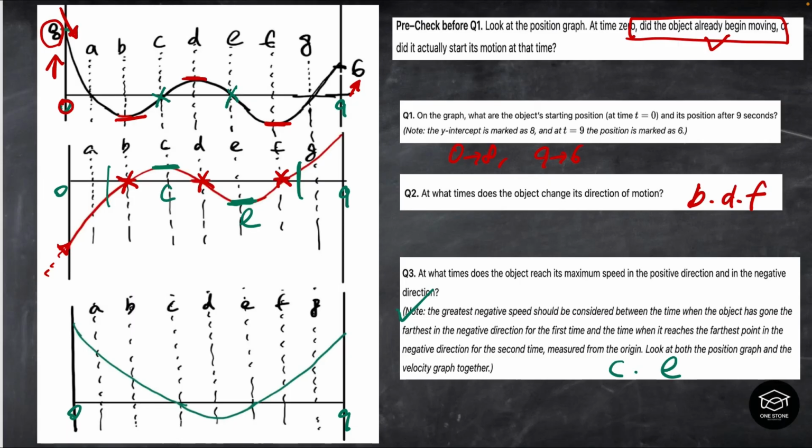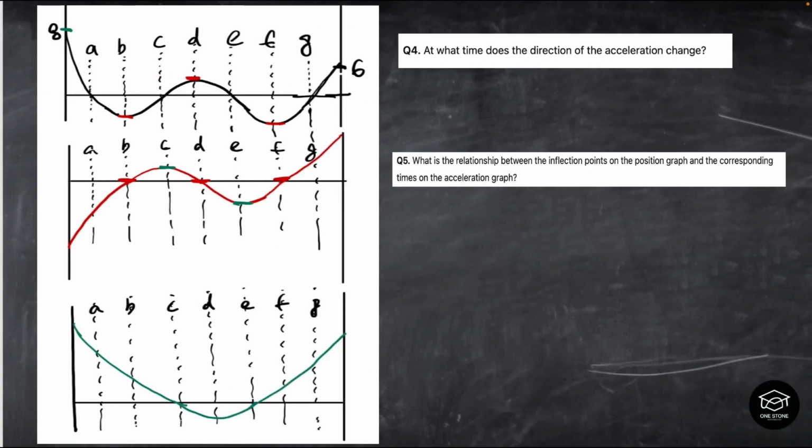Question 4. At what time does the direction of the acceleration change? The direction of acceleration changes where acceleration is 0. At those points, the sign of acceleration flips, so the direction reverses. Acceleration is the derivative of velocity, or the second derivative of position. From the graph, this happens at times c and e. These are also the inflection points of the velocity graph. So acceleration changes direction at c and e.